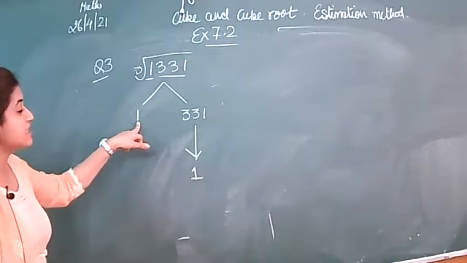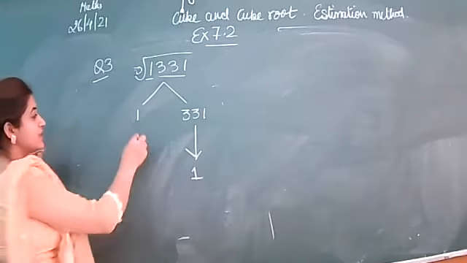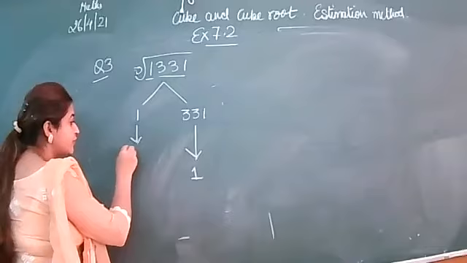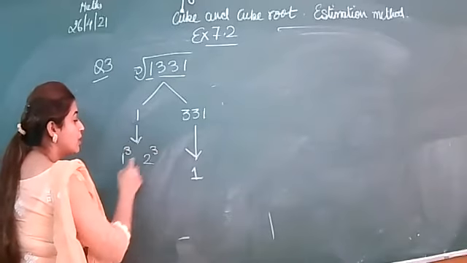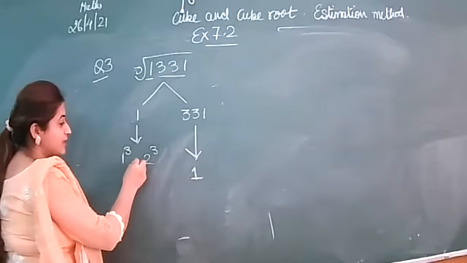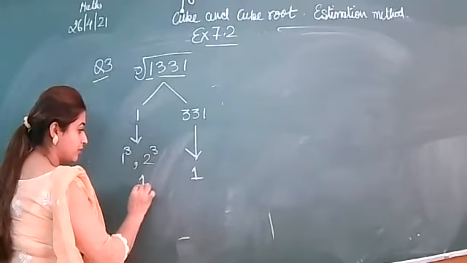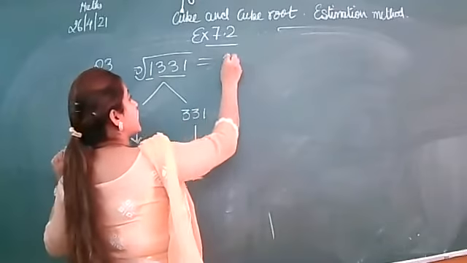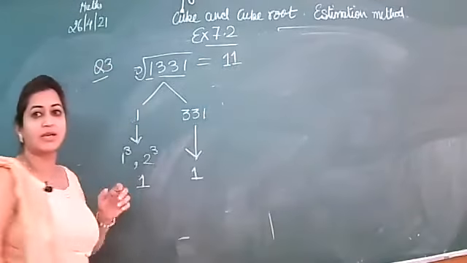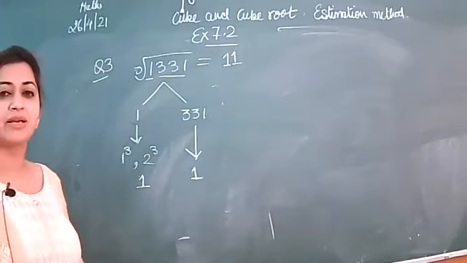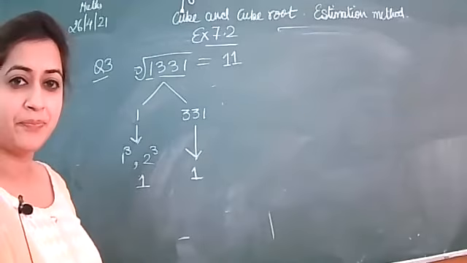Got it? And this 1 lies between 1 cube and 2 cube. So the smaller of these two is 1. So your answer of this is 11. Is it okay? Is this clear, beta?